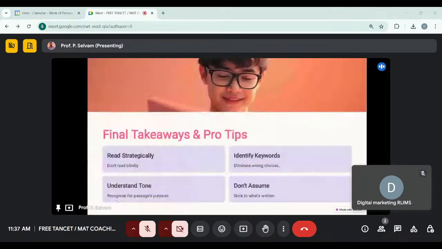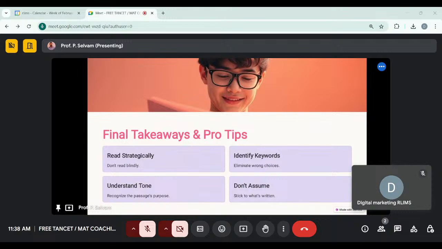Then these are all the final takeaways and pro tips for you. The first one, read strategically. That means for the given paragraph in the business situation analysis, you have to adopt which type of reading technique, whether skimming or scanning or intensive reading. Extensive reading may not be required here. So read it in a meaningful way, in such a way that you can save time, figure out the answer quickly, and most importantly, figure out the answer correctly. That is what reading strategically is all about.